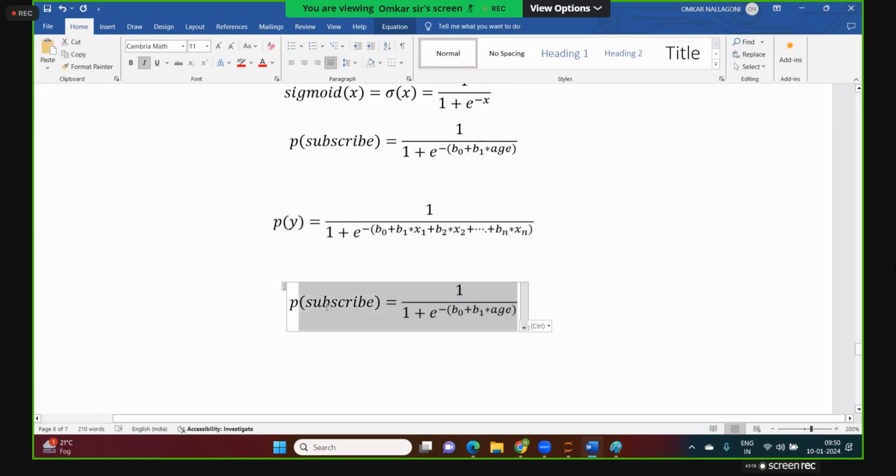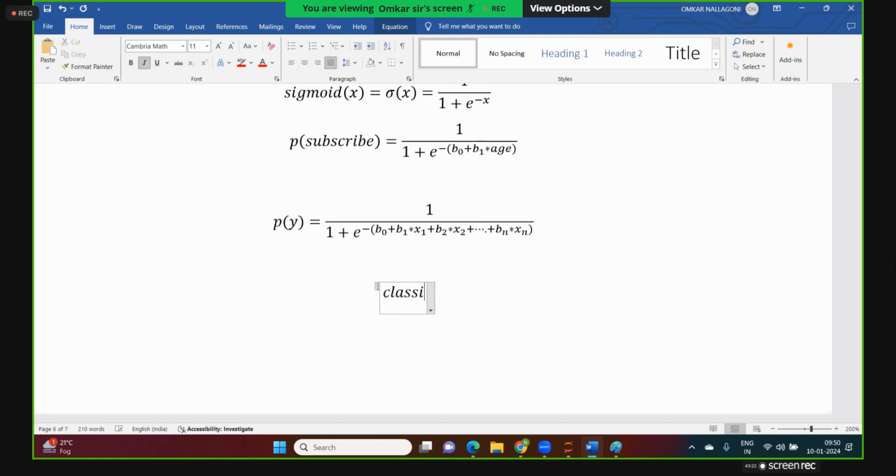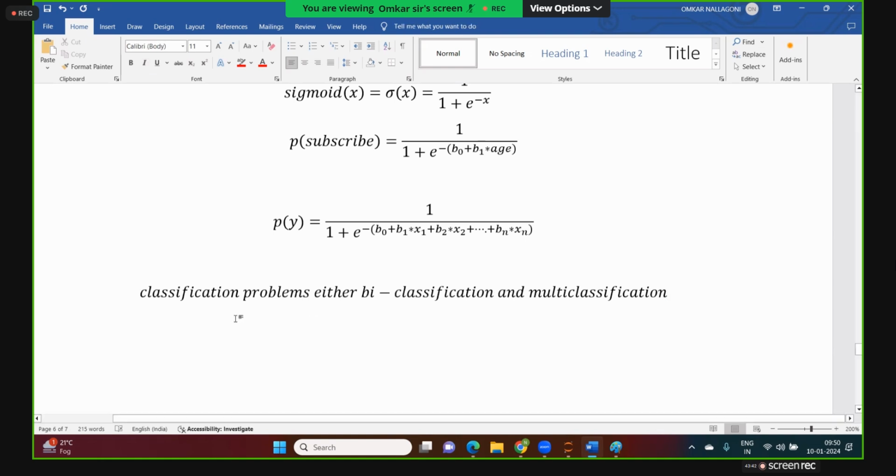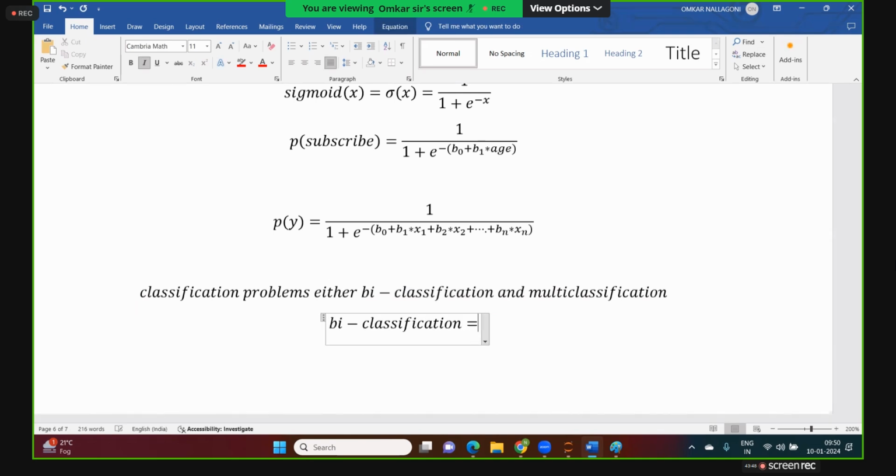Generally, classification problems are of two kinds: biclassification and multi-classification. Biclassification means the output target variable has how many labels? The target variable has two labels, for example, yes or no.